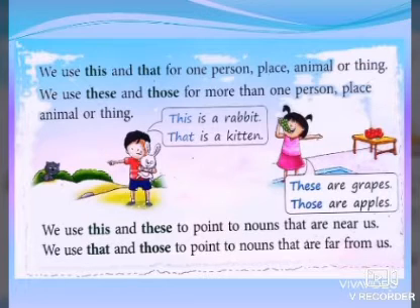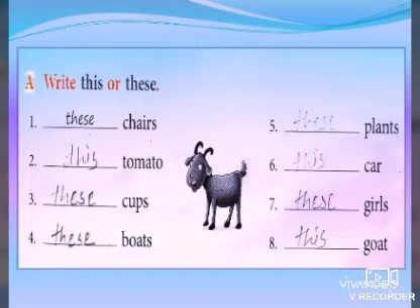Now let's look at some more examples. Write this or these. Now here we are writing this or these for the things which are near. So number 1, dash, chairs. Chairs is a plural noun. So we will write these chairs.